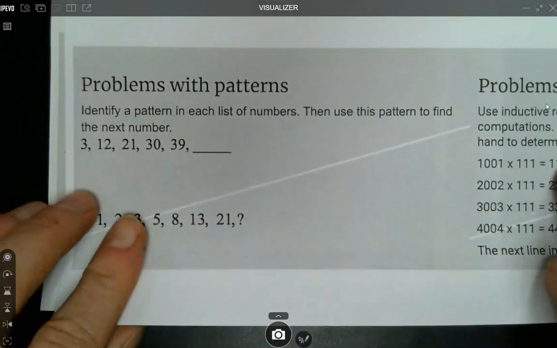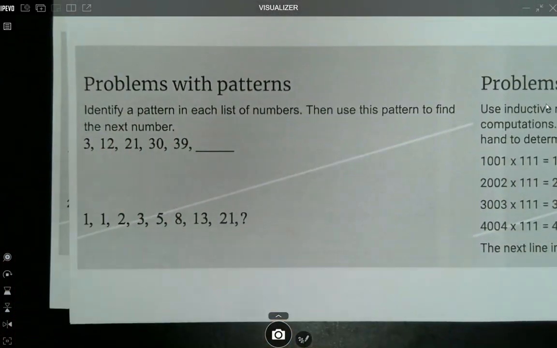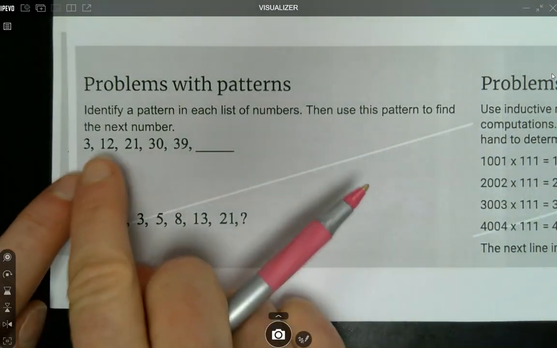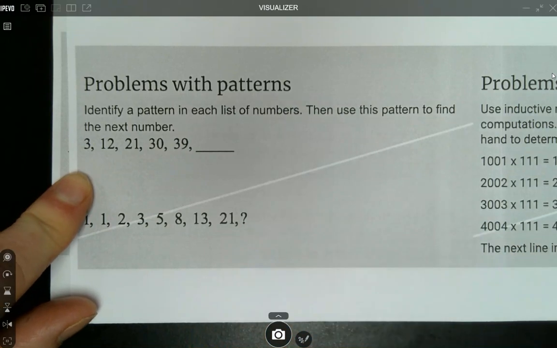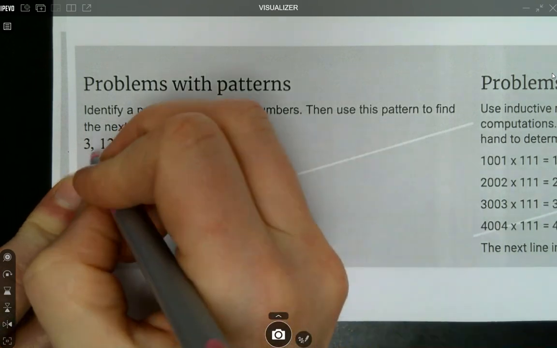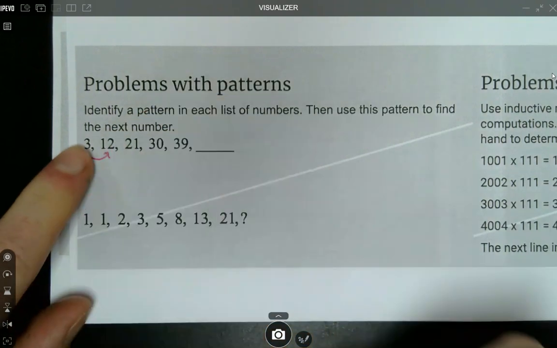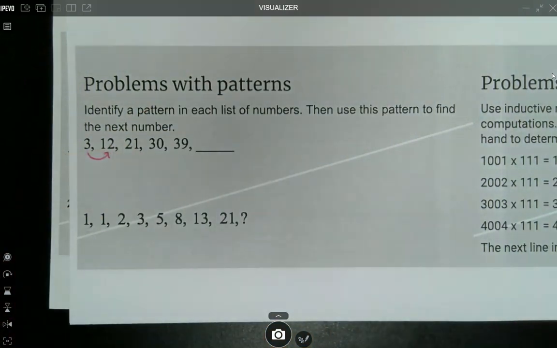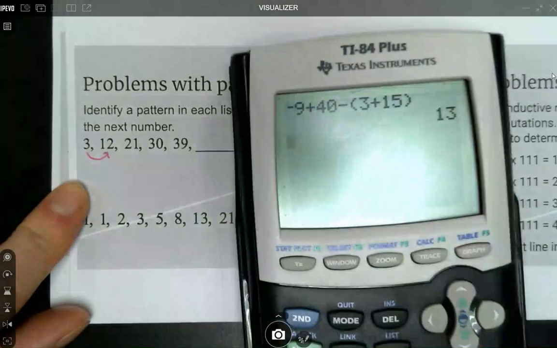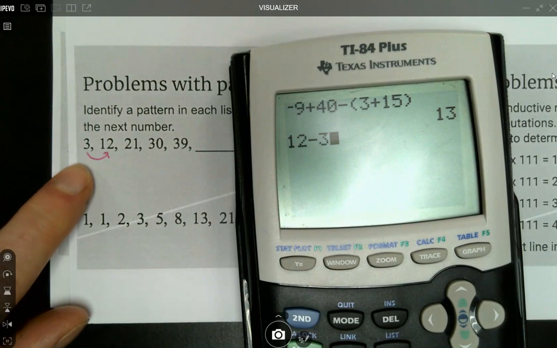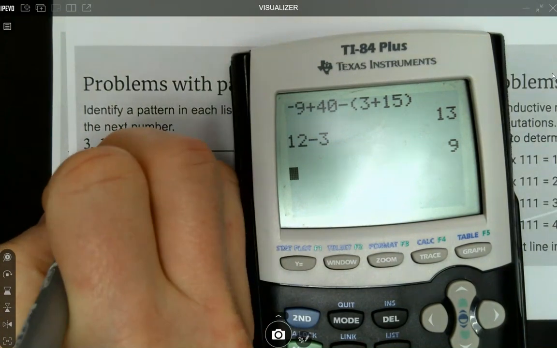Okay, let's look at some pattern problems. Identify a pattern in each list of numbers, then use the pattern to find the next number. So you want to see, is there something that you're adding or subtracting each previous number by, or are you multiplying, or are you doing some exponents? The first thing I want to look at is, if I want to go from 3 to 12, how much would I need to add? That would be 9. So the way I would come to that conclusion is I'd say, okay, this is plus 9.